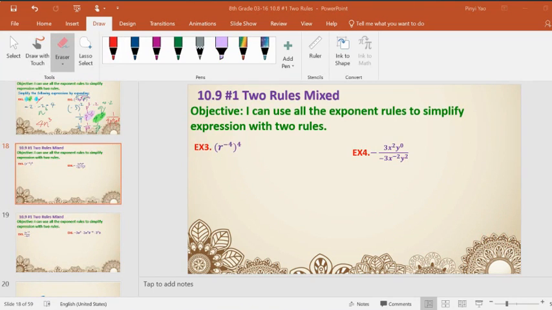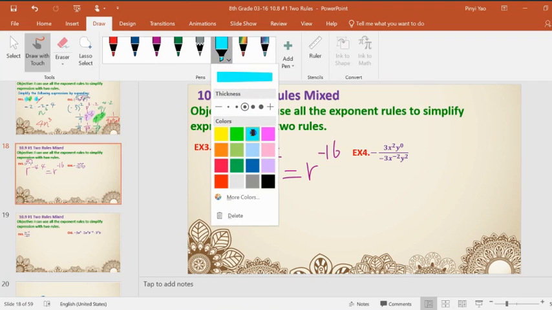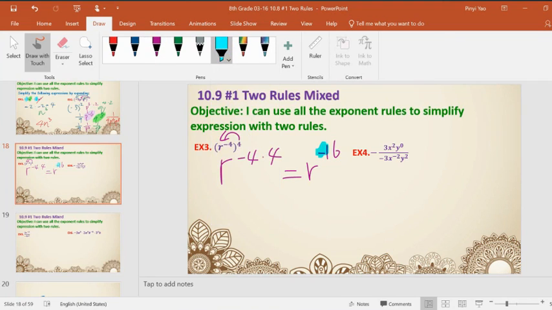Now let's go through a few more examples. Example 3. I do see parentheses, so I'm going to distribute it. And I would get -4 times 4, which is r to the -16th power. Now I do see the negative exponent, so that's the next thing I'm going to deal with. Since it's basically on the top, I'm going to flip it to the bottom without a negative sign. And that actually is our final answer.